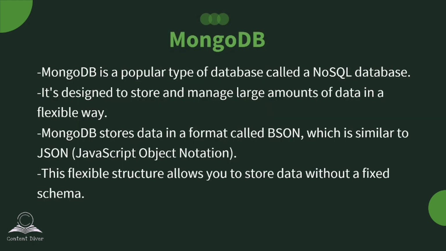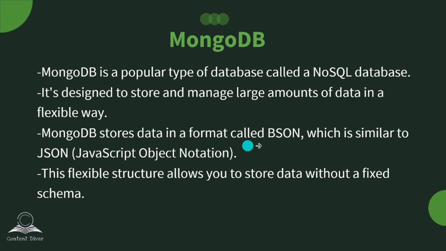The first one is MongoDB. Generally, MongoDB is a popular type of database called a NoSQL database. MongoDB is designed to store and manage large amounts of data in a flexible way. There is no schema as we have in other SQL databases. It is a NoSQL database.